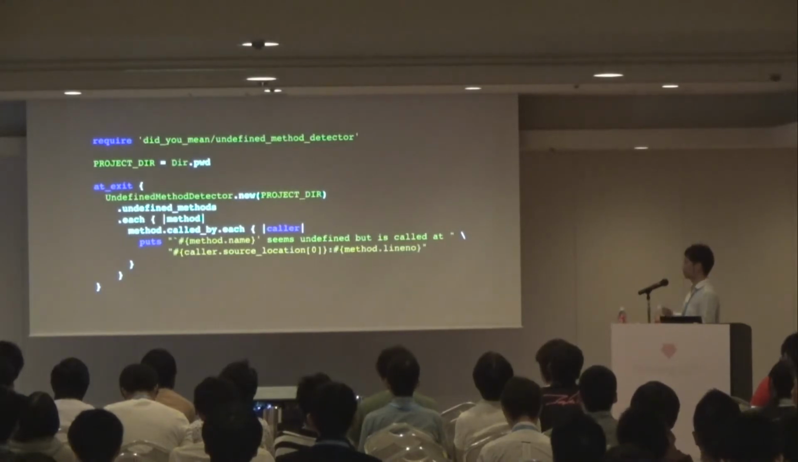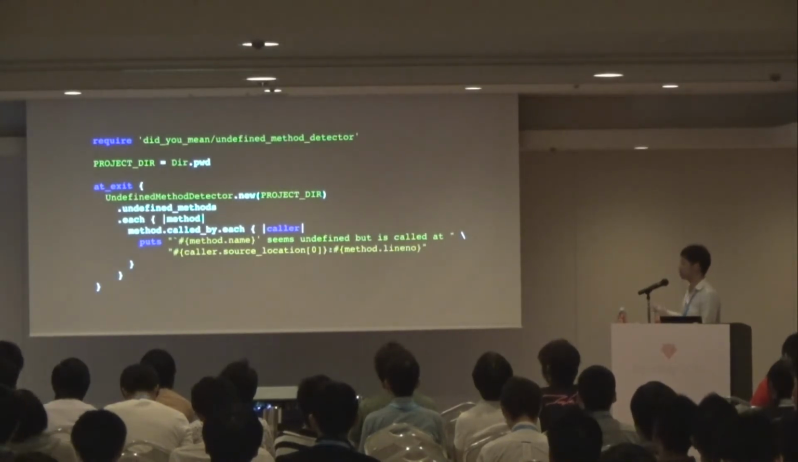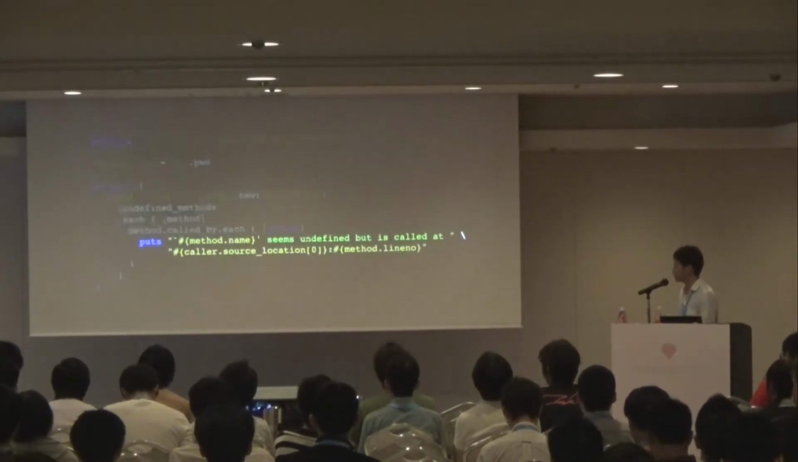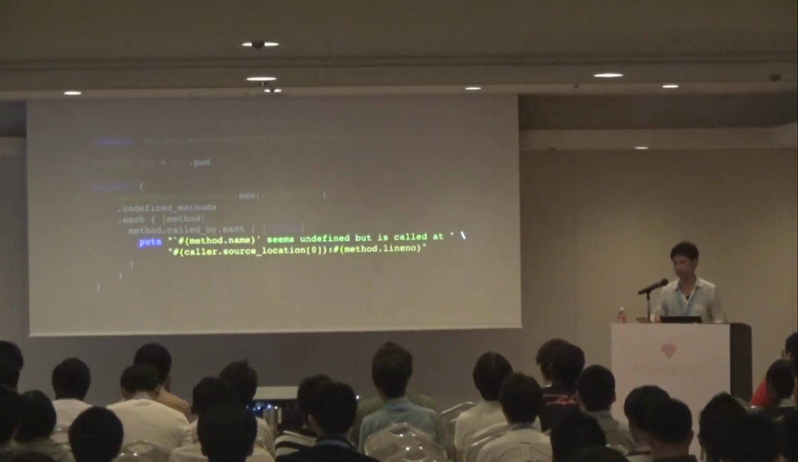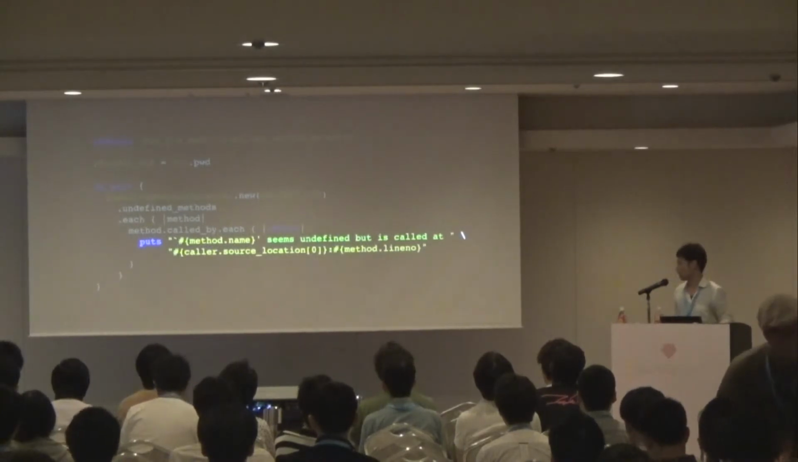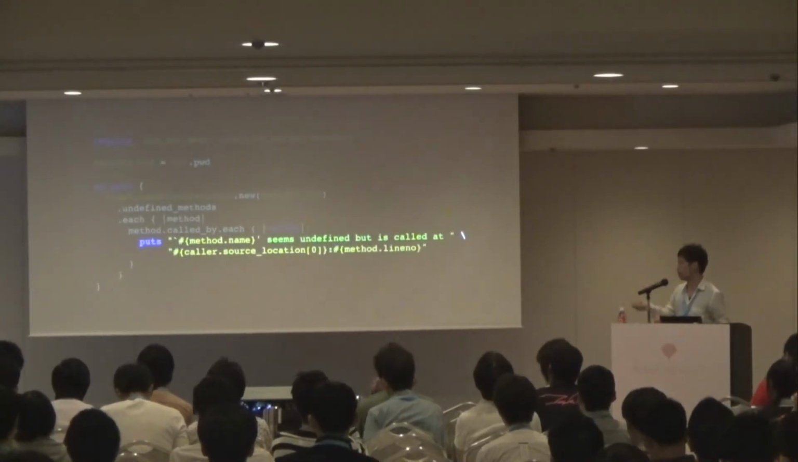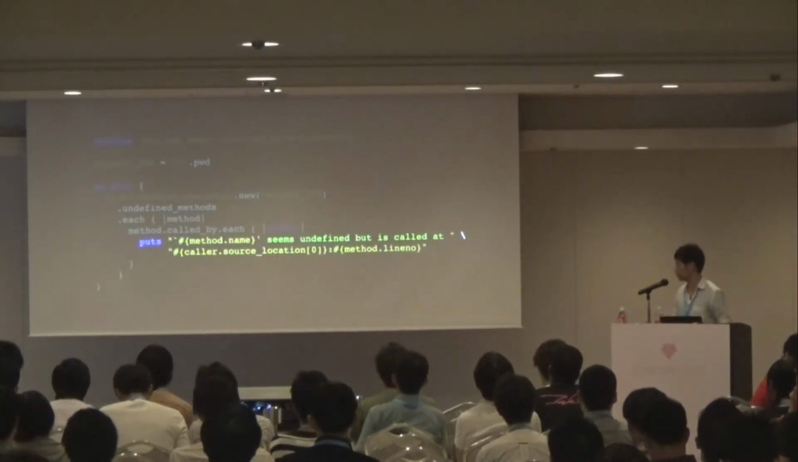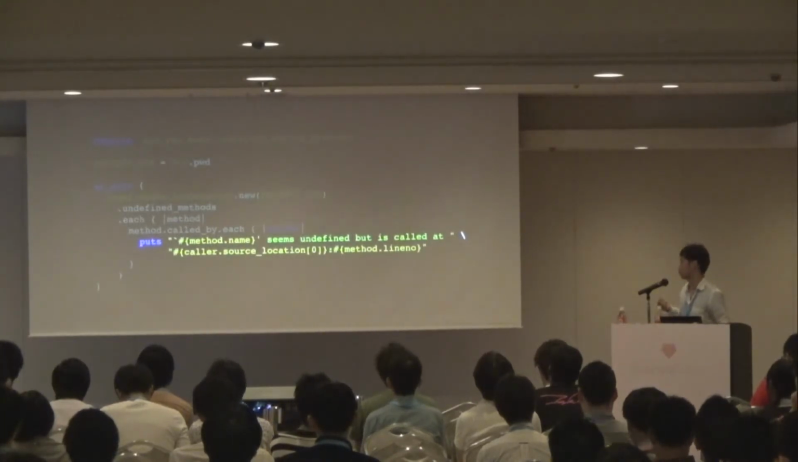So how do we generate that JSON? We looked at this file, and then it has puts. And it's pretty easy to switch to JSON because you can just change puts to JSON. So that's pretty much it. And here, as you can see, you can call method name, caller source location, and also method line number. And the method detector does all the work for you.